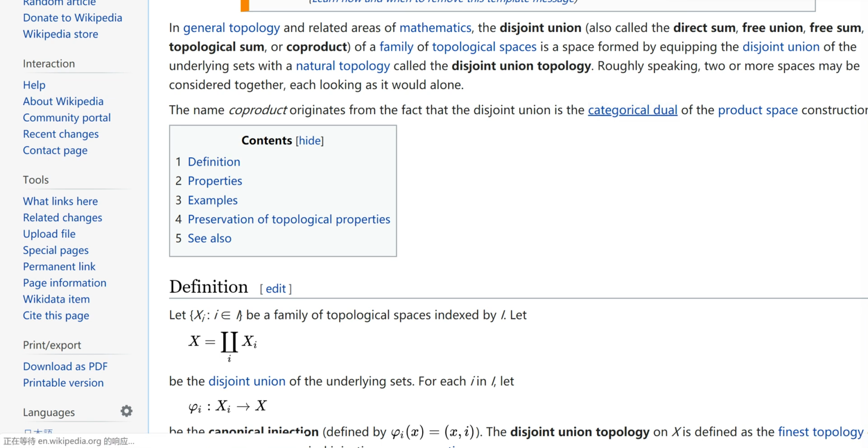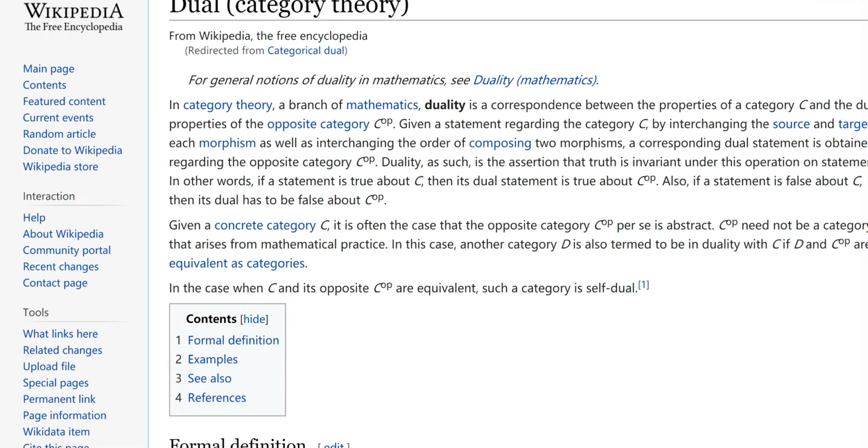Let's see what is categorical duality. In category theory, categorical duality is a correspondence between the properties of a category C and the dual properties of the opposite category C^op. Given a statement regarding the category C, we interchange the source and target of each morphism, as well as the order of composing two morphisms. A corresponding dual statement is obtained regarding the opposite category C^op.